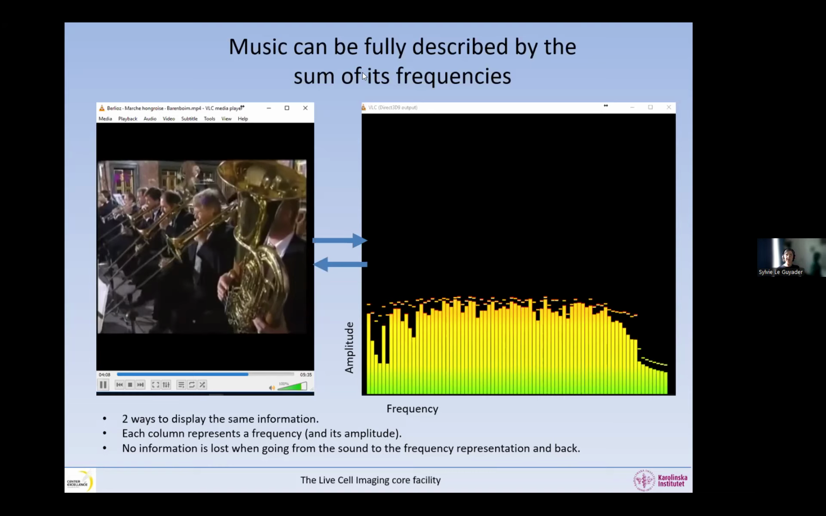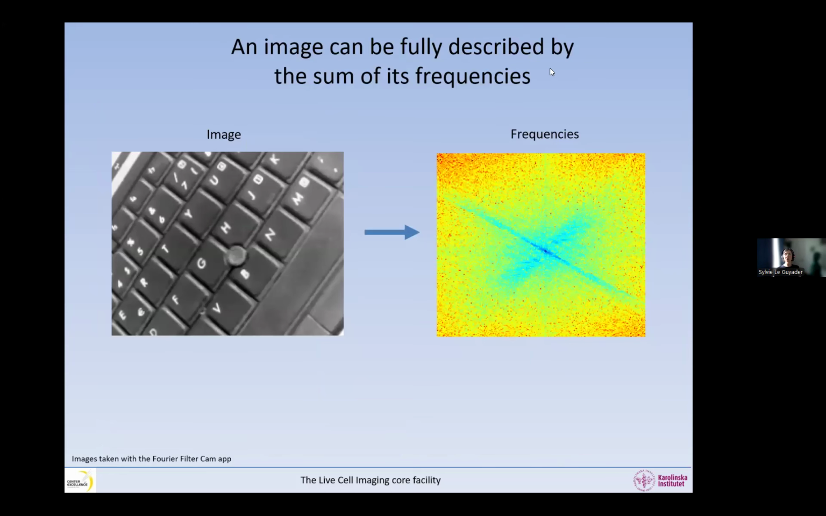Well, guess what? It's the same thing with images. I'm not going to go into the math of how that works. But anyway, an image that is recorded can be completely described as the sum of its frequencies. So we can go from this image to that one without losing anything. This is a spatial representation of the image, whereas this one is called the Fourier transform representation. Again, it's two ways to display the same information.